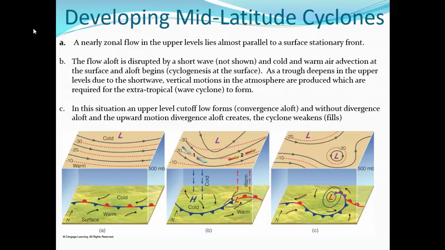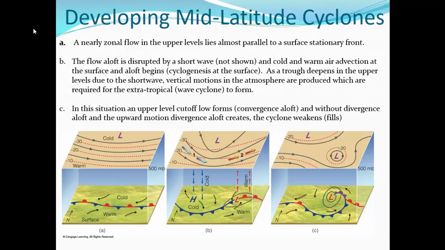Move to B, and in the upper levels of the atmosphere, now in our long wave pattern, a trough has begun to develop. The reason why this trough has deepened is because the flow at B is disrupted by a short wave. Now, the short wave is not shown in this particular illustration, but a short wave moves into that trough, deepening that trough in the upper levels of the atmosphere. And again, north winds now cross over those isotherms, so they'll begin to push cold air south and lift warm air to the north. So the short wave induces that trough in the long wave pattern.